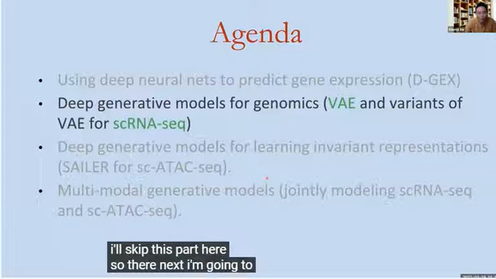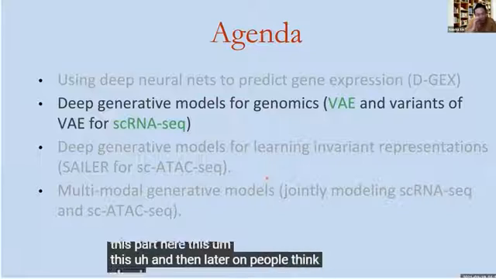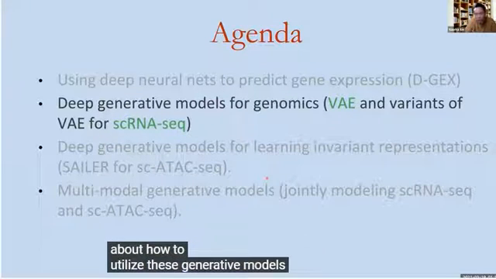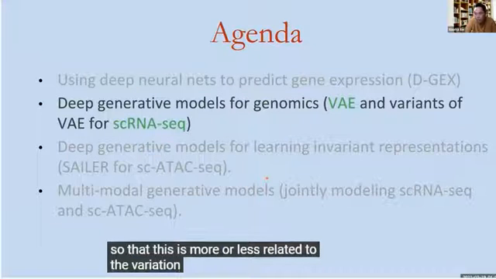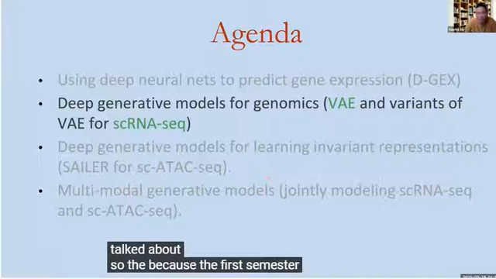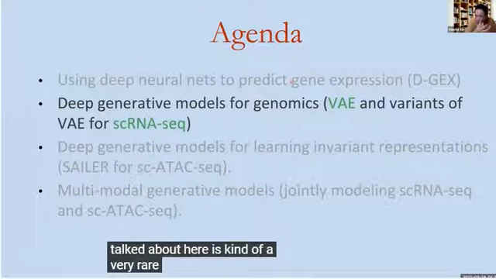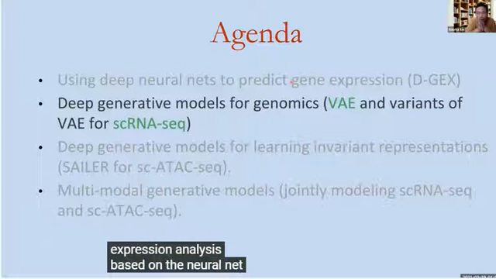Next I'm going to talk about this part, where later on people thought about how to utilize deep generative models for genomics. This is more or less related to the variational autoencoder model you talked about. The first methodology I talked about is a rather rare application of neural nets to gene expression analysis.